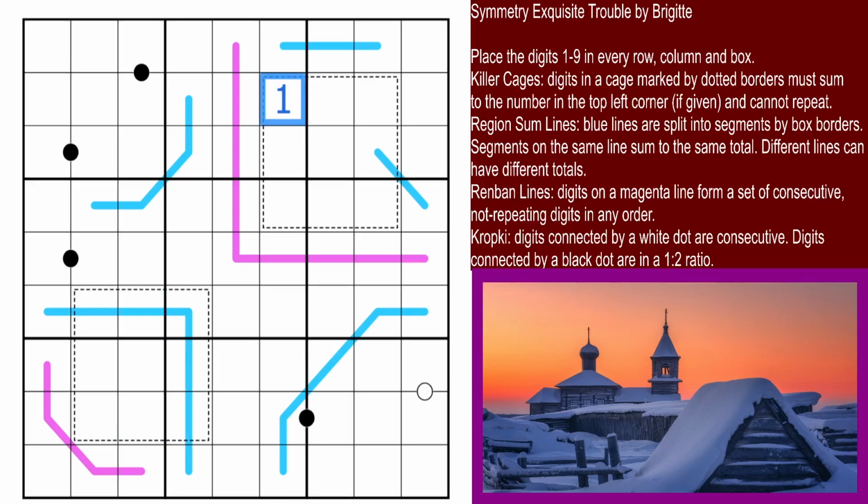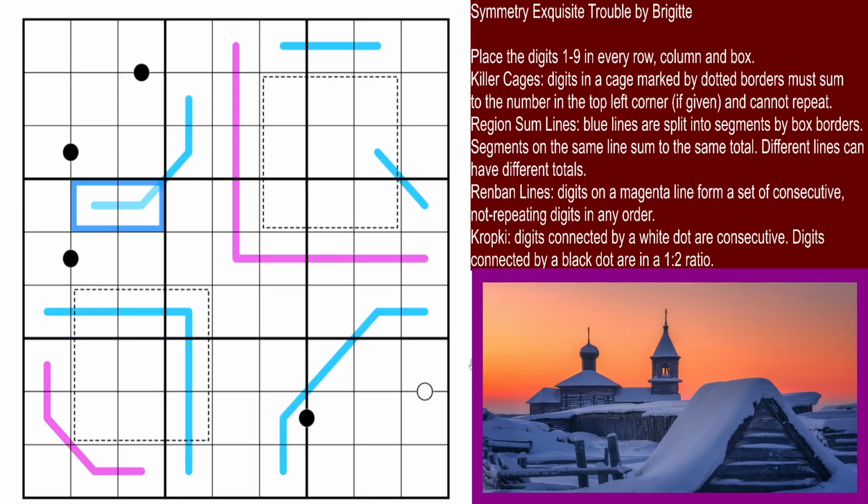What about the region sum lines? Blue lines are split into segments by box borders. Segments on the same line sum to the same total. Different lines can have different totals. Let's take an example of this line. This line is going through two boxes, and we call each box a region. That means this line is going through two regions, and the sums of these two regions should be the same.